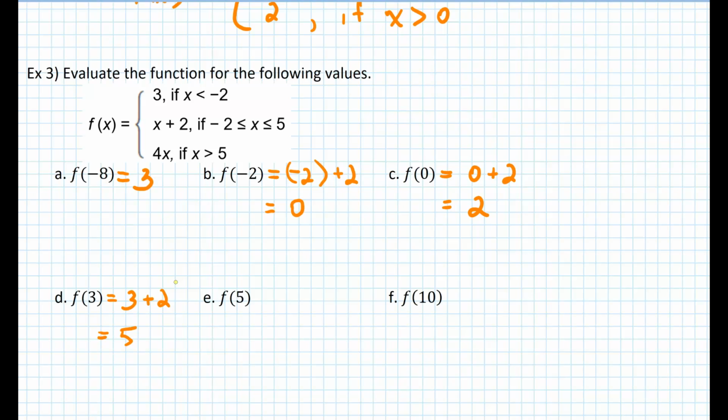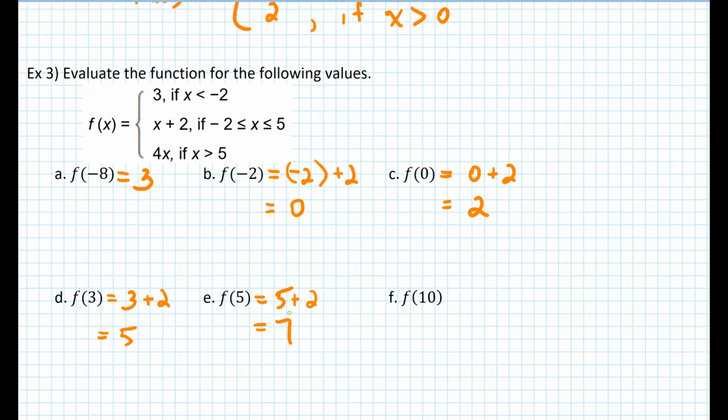All right. F of 5. 5 falls in which domain again? Second one again. So it becomes 5 plus 2 is equal to 7. And how do we know it's in the second one and not the third one? The equal to. The equal to.